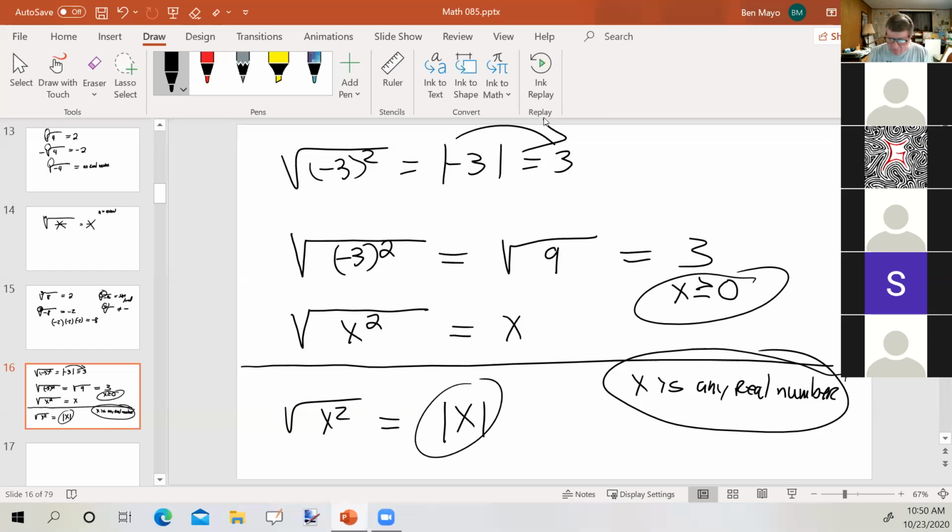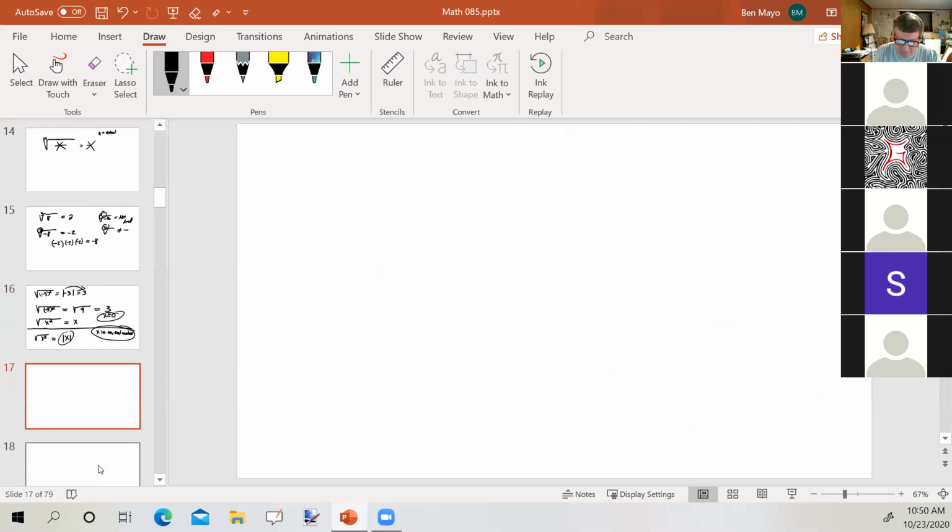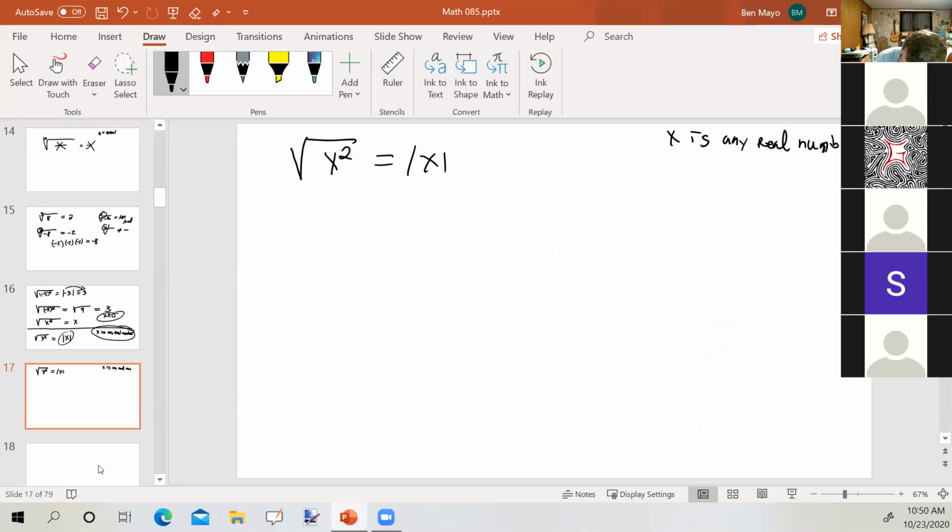Okay. Let's take a look at some other things here. In fact, let me rewrite this. And here we're saying x is any real number. Okay. So now what about the cube root of x cubed?